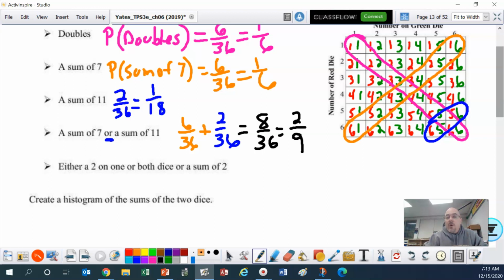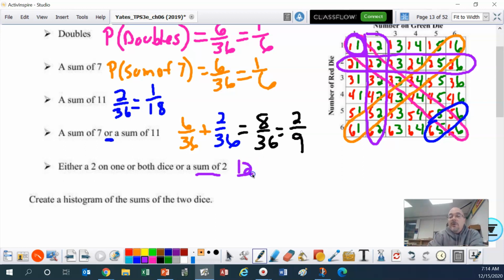Okay, either a 2 on one or both dice, or a sum of 2. Let's do this one in purple. It has a 2 in it. This row all has a 2, and this row all has a 2 in it. But make sure you don't count the 2,2 twice. And it says a sum of 2. Well, 1 plus 1 is 2. If I count that, that's 1, 2, 3, 4, 5, 6, 7, 8, 9, 10, 11, 12 if I did that correctly. Again, don't count the 2,2 twice. So 12 out of 36, and I believe that would be 1/3.